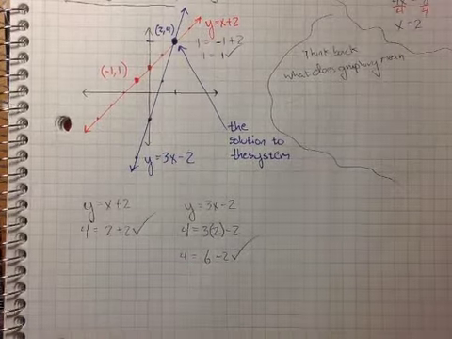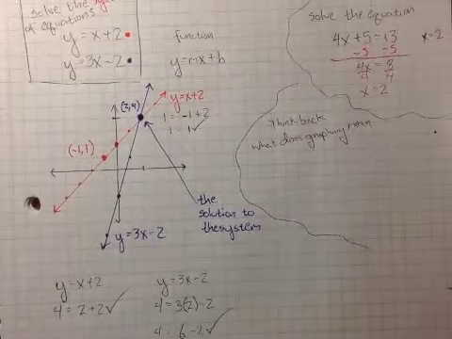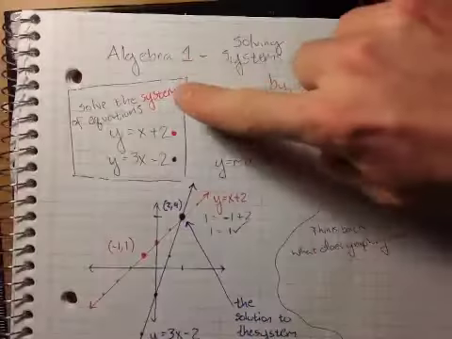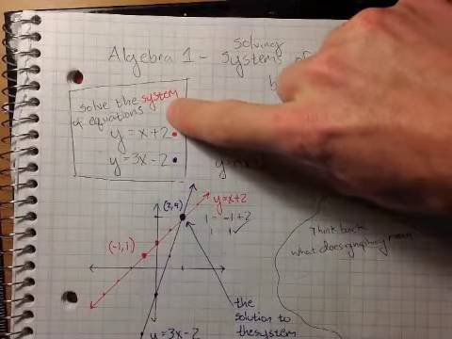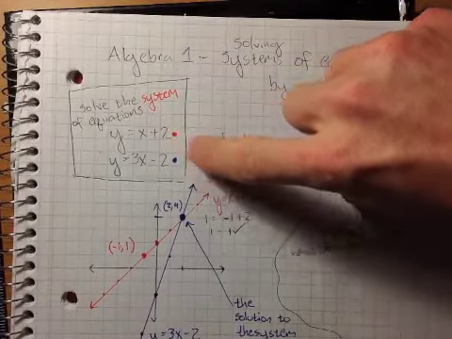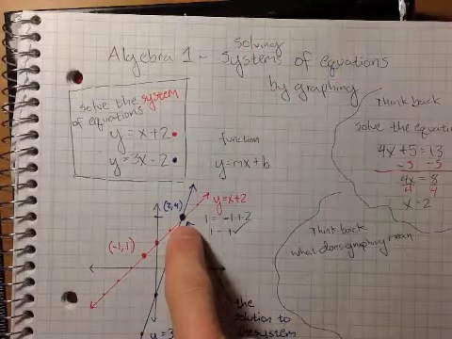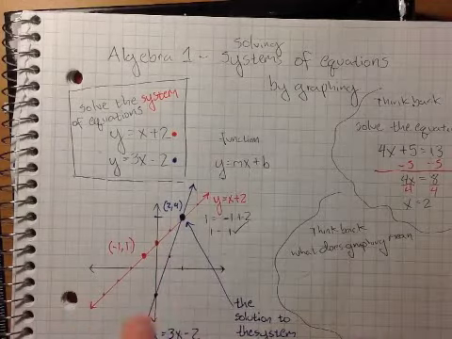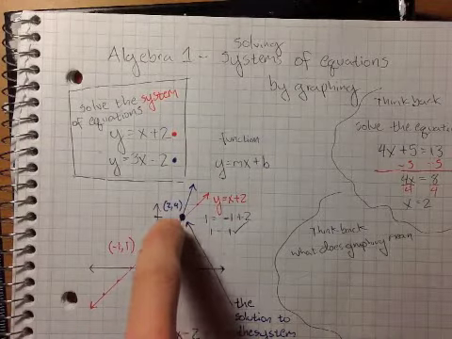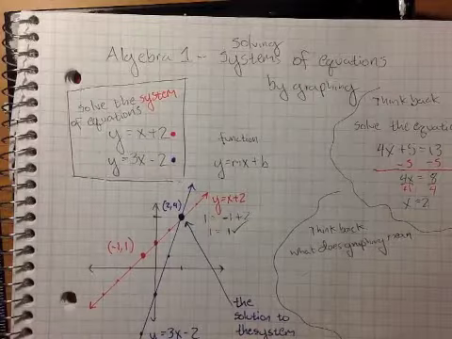Okay? So the big idea here is that you can find the solution to a system of equations by graphing the two equations. And the intersection of the two graphs, the ordered pair of that intersection point, represents the solution to the system.